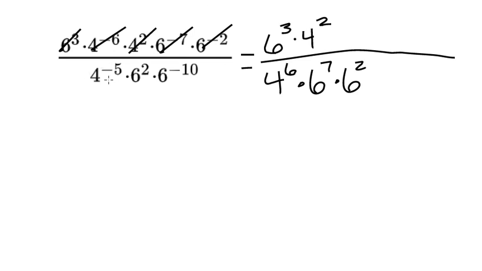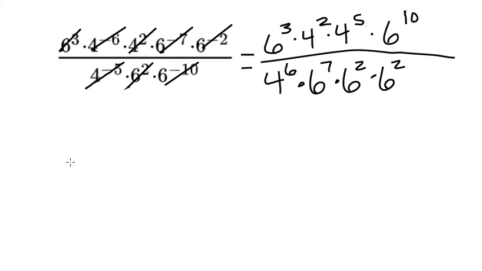4 to the negative fifth is already negative. It needs to become positive, so it switches to the numerator and becomes 4 to the positive fifth. 6 squared is already positive. It stays in the denominator where it is. And 6 to the negative 10th needs to move up to the numerator to become positive, 6 to the positive 10th.